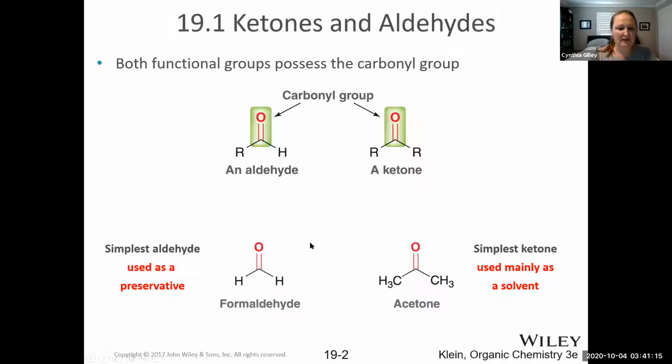Here on the bottom of the slide are a couple of examples of basically the simplest aldehyde, which is formaldehyde, has 2 hydrogens instead of an R group on one side. And it's used as a preservative. And the simplest ketone, which is acetone with 2 methyl groups, and it's used primarily as a solvent.